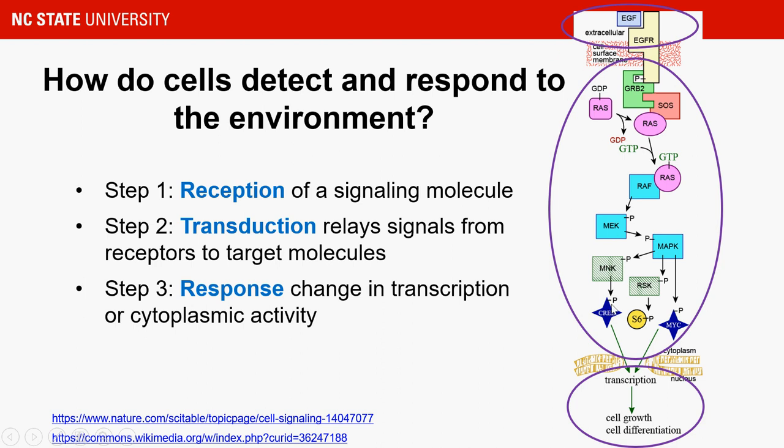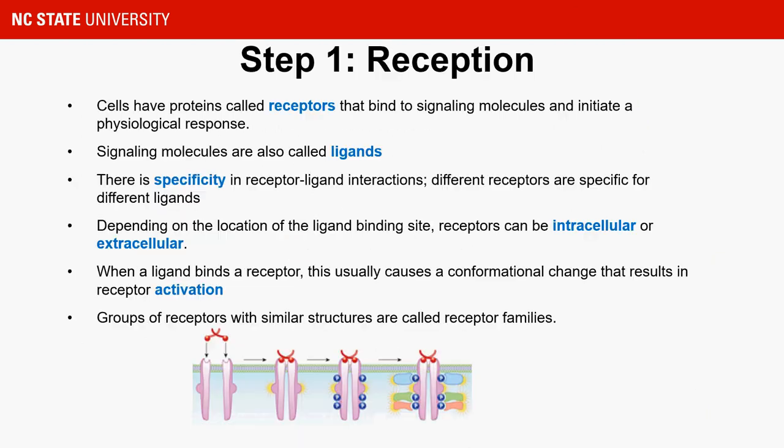So the cells can detect and respond to their environment through the cell signal transduction mechanism, and usually we can divide it into 3 steps. Step 1, the cell can perceive a signal through reception. Step 2, the signal perceived by the receptor needs to be transduced within the cell. And finally, the cell will make a response to the signal that it received.